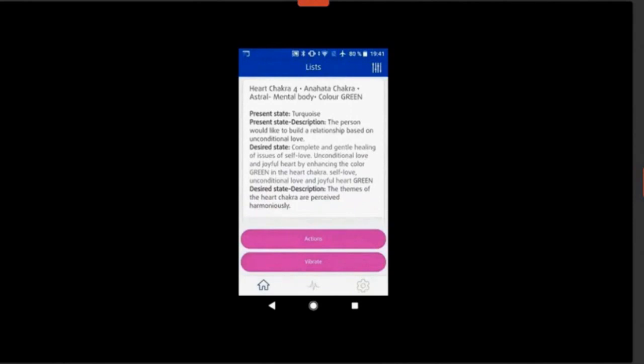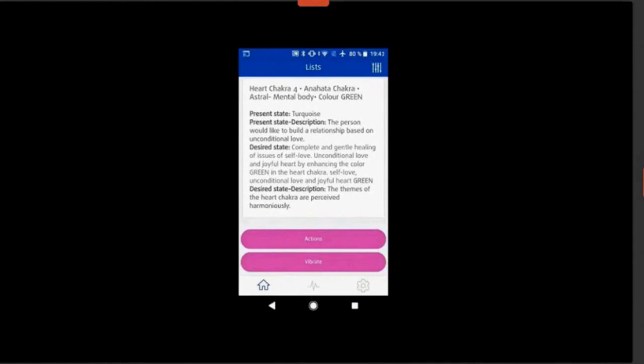Because the color is one thing. The color of the heart chakra usually is green. Therefore, you see up in capital letters, color green. However, if that heart chakra is not exactly green, but there is a deviation of that color, say the color is impure towards turquoise, then we have a deviation from the natural state of that chakra, and this we find in the present state description: the person would like to build a relationship based on unconditional love.